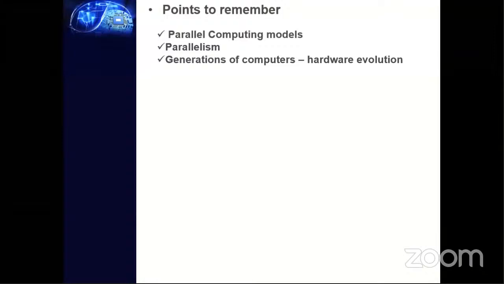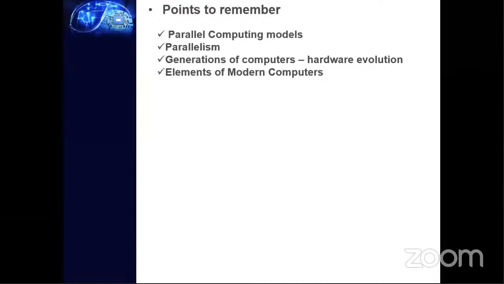There I concluded with the concept that from the fifth generation of computers, the concept of parallelism was introduced. Now we are in the sixth generation, in the middle of the sixth generation of computers, I said. Okay. Then we completed a major topic. So what are the elements of modern computers?